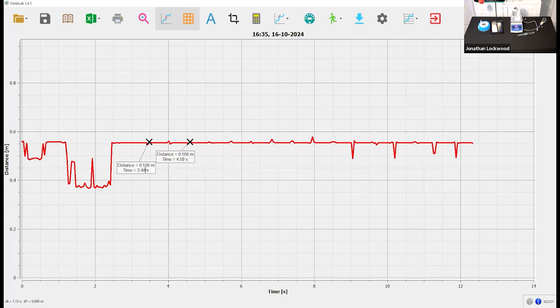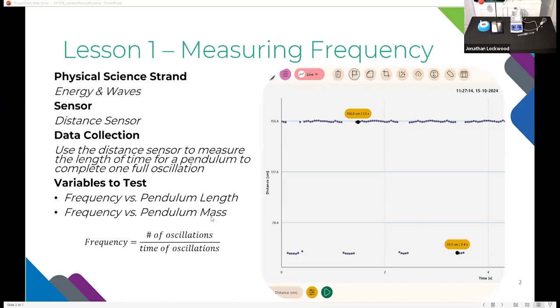I have the time it first passed through, 3.47 seconds, and then 4.59 seconds the second time it passes through. If I find the difference between these times and then divide 1 by that difference, it will give me the frequency of that pendulum in units of hertz. Using the equation on my PowerPoint slide, we divide the total number of oscillations by the time it takes those total oscillations to complete. In that case, I looked at one oscillation, so I divide 1 by the time for one oscillation to complete.